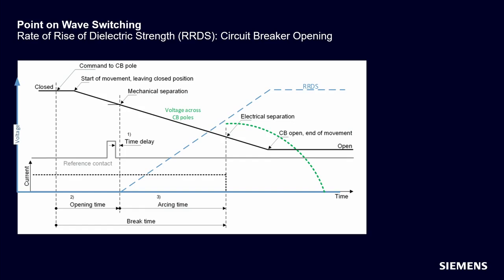From the beginning of RRDS, you can see the arcing takes place. The arcing will stay until the current passes through the zero crossing. This is the end of arcing time. It's also the moment when electrical separation, also called break time, occurs. Now the voltage across the CB poles, green dashed line, appears. It is important that this voltage is lower than RRDS. Thus you can avoid reignition or restrikes.